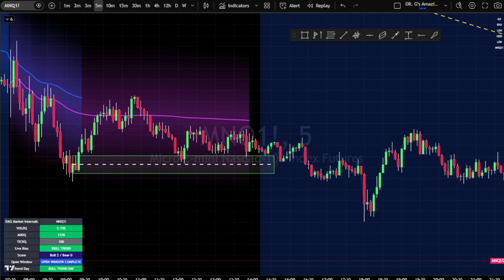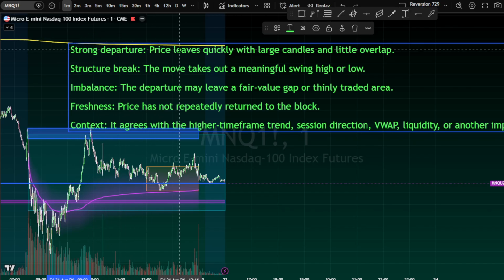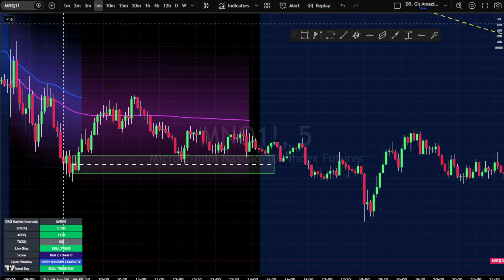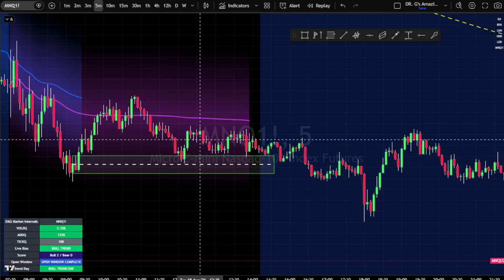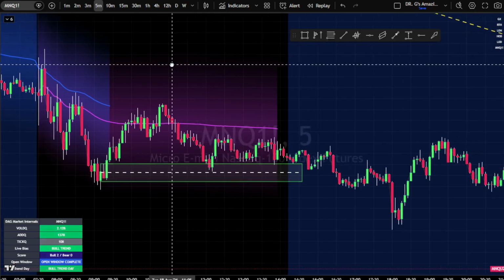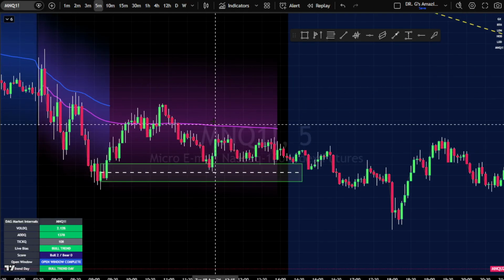and it takes off again. Okay, so number one, we have to have a strong departure, price moving quickly, and we don't want a whole lot of overlap. We don't want a whole lot of consolidation right through here. We want to just take off. Same thing here. We don't want a whole lot of overlap like we had over here. This is too much overlap.